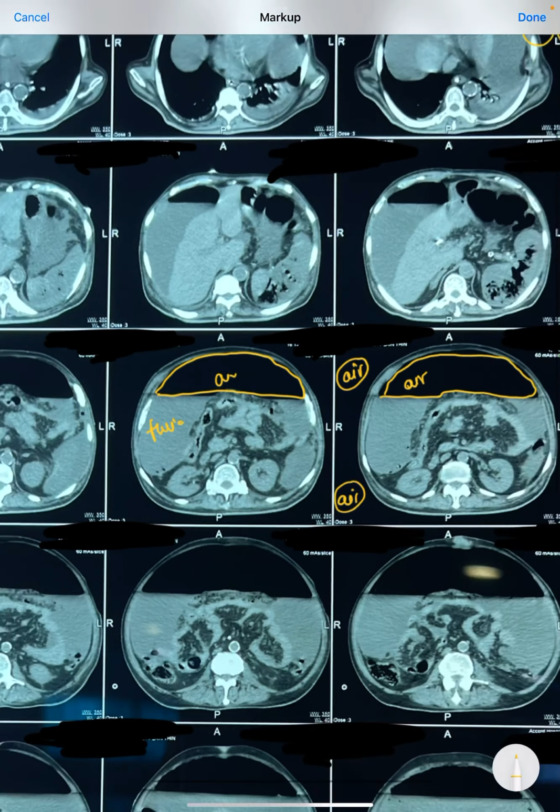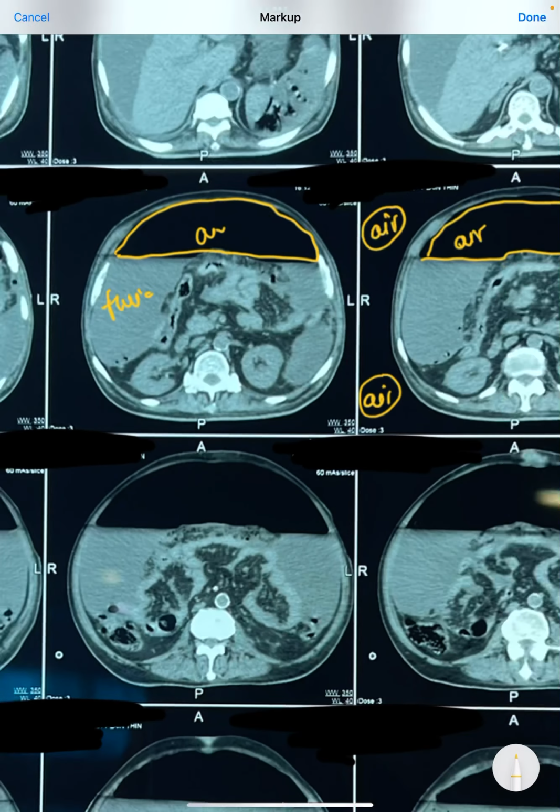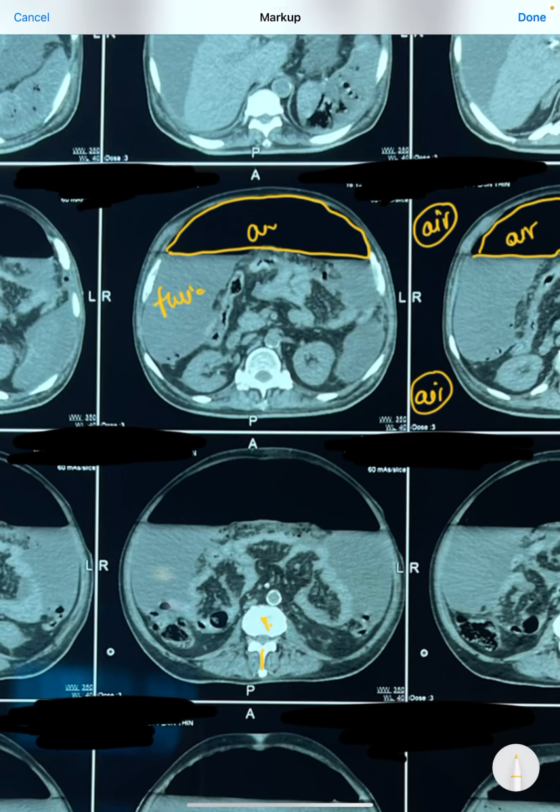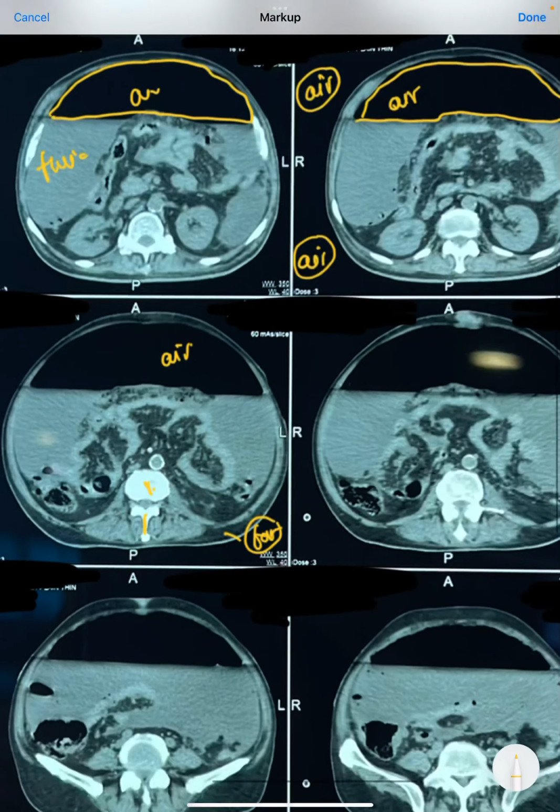Now I have told this so many times. The most dense structure on the CT scan is bone. So this is the bone, this is the vertebral spine, this is the vertebra. The most black structure is air, so this is the air. Less dense than air is fat, so this is the fat. This is all fat, which we can see very clearly.